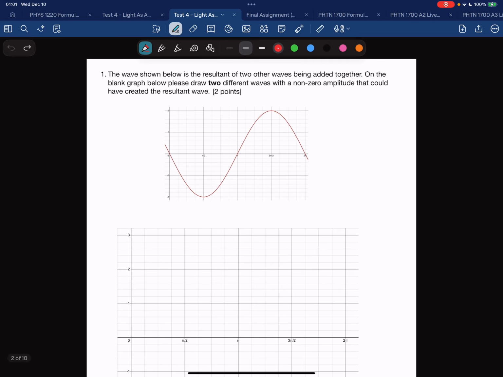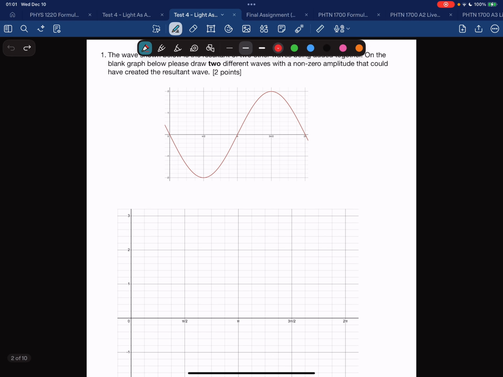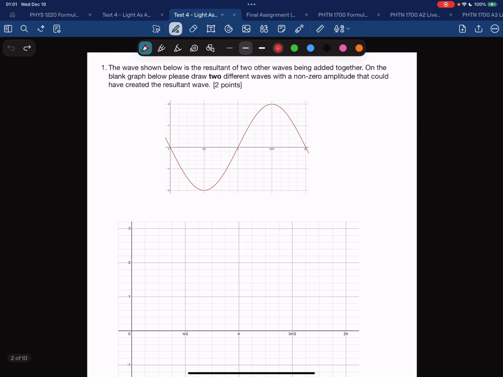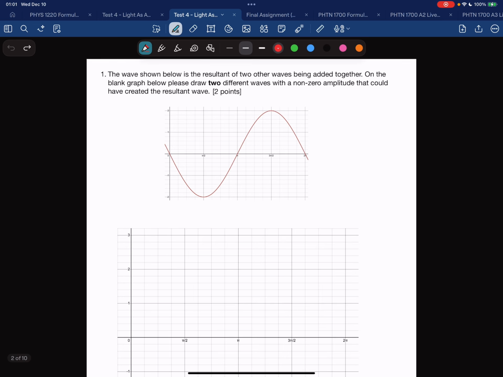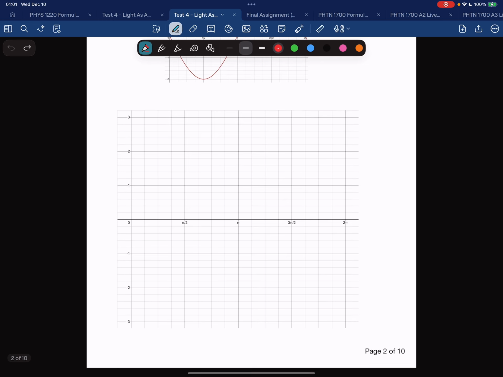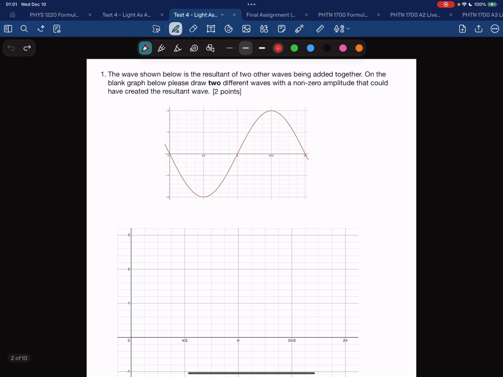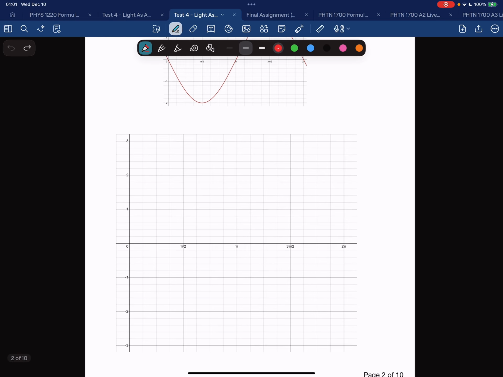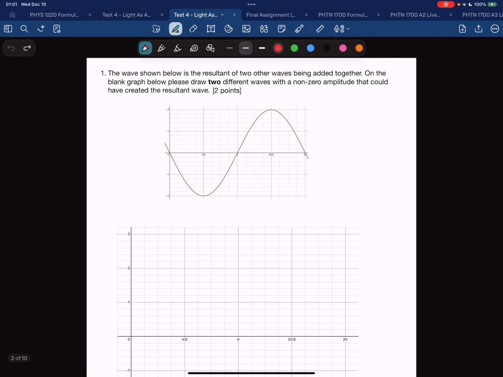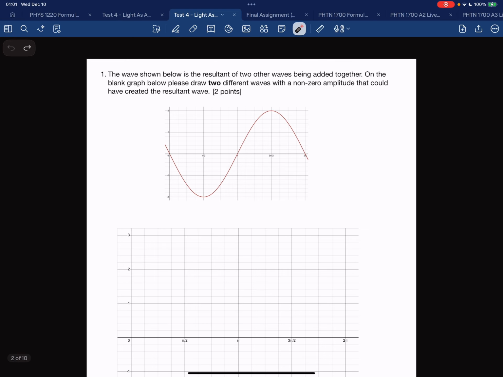so here we are given a wave that just looks like a regular sine or cosine wave, and we are asked to draw on the larger graph two different waves with a non-zero amplitude that could have created the wave given to us. So I will note that this peaks at -2 and +2, so it has an amplitude of 2.